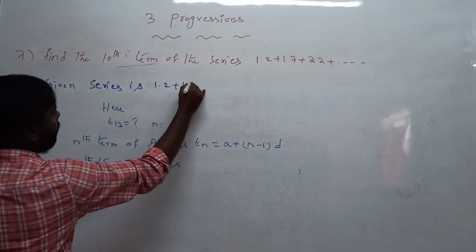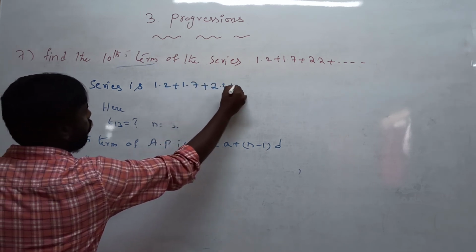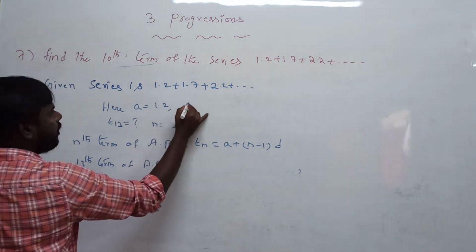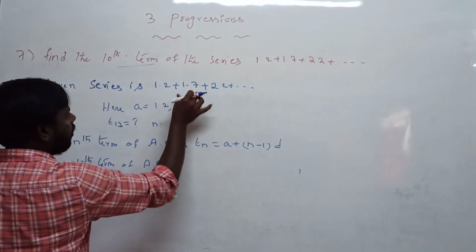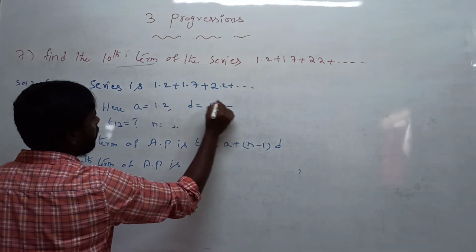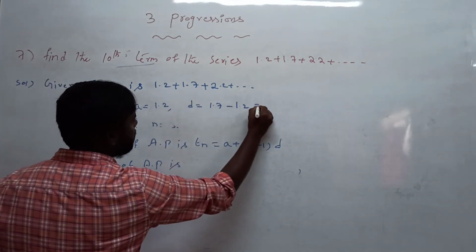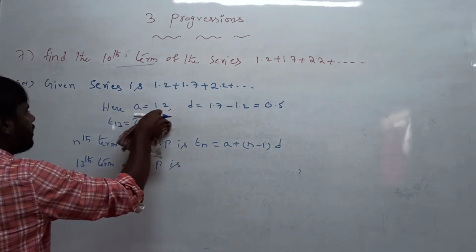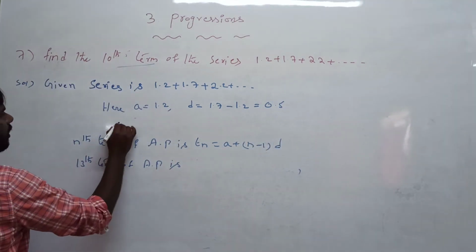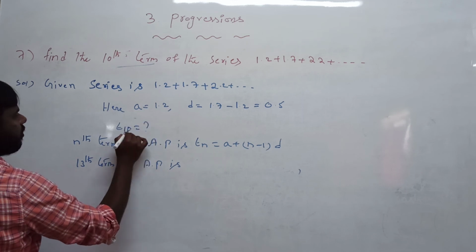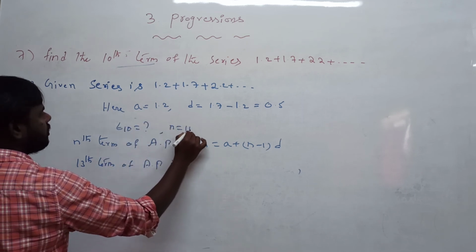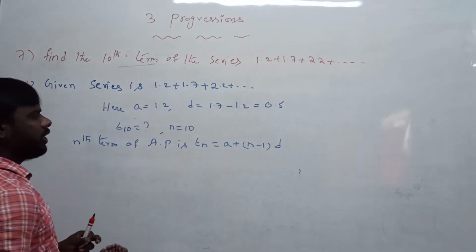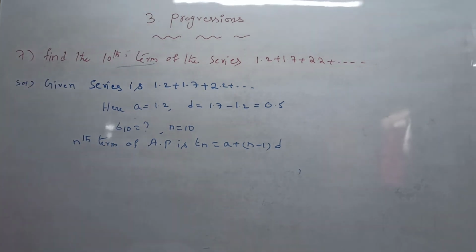1.2 plus 1.7 plus 2.2. So what is the first term here? a, the first term, is 1.2. d is any term minus the term before it. So I take one term, 1.7, minus the term before it, 1.2, which is 0.5. What are they asking? Find the 10th term. So what is the n value here? n is 10. Which formula applies here? The nth term of an arithmetic progression formula: Tn equals a plus (n minus 1) into d.